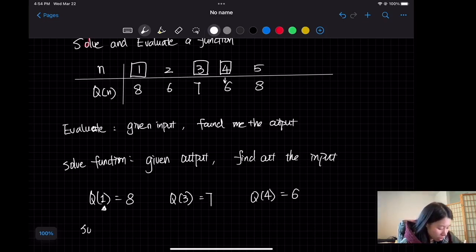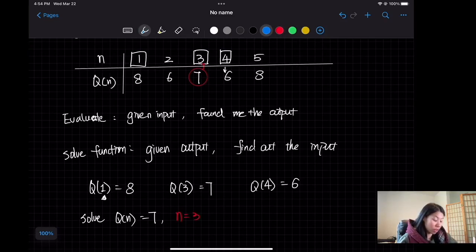Now it's solving. Now it's like I don't know n, but I know that the output equals 7. Now we're looking for the input. When the output equals 7, n equals 3. So we solve the function: n equals 3. Another example: if I tell you that q of n equals 6, now we might have two answers, right? Because when the output equals 6, n could equal 2, or n also equals 4, which is okay. So we will have two answers, n equals 2 or n equals 4. So this is solving the problem.